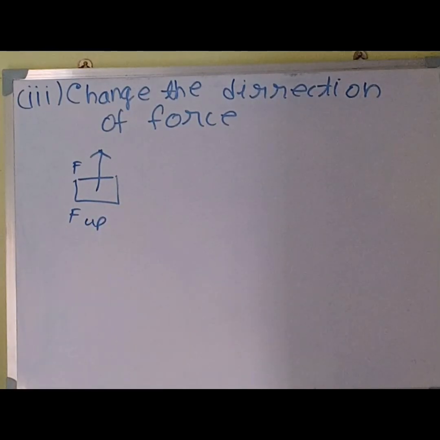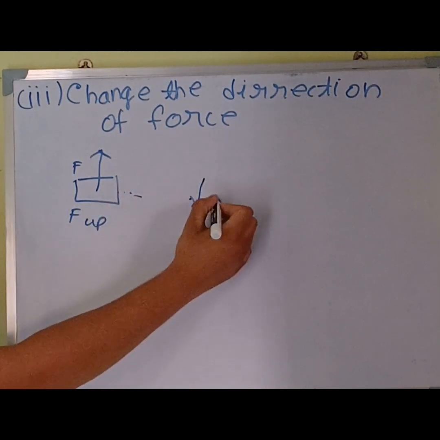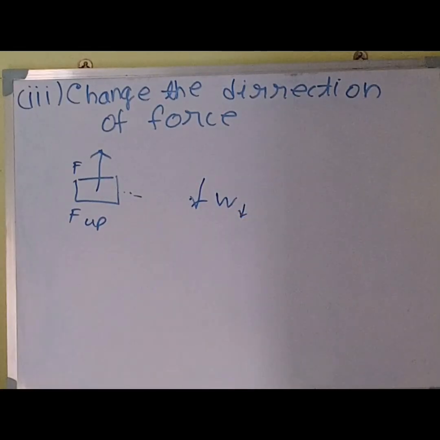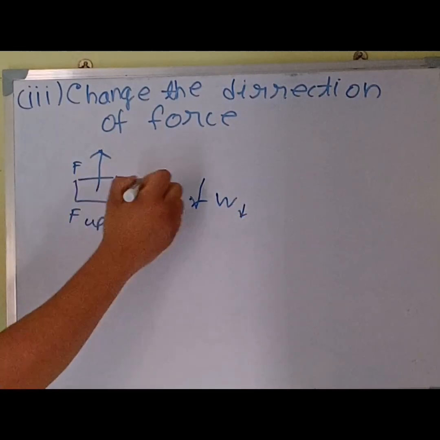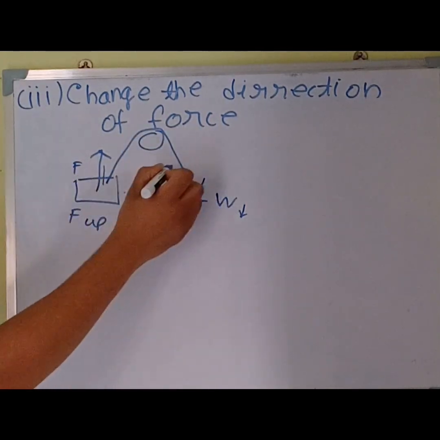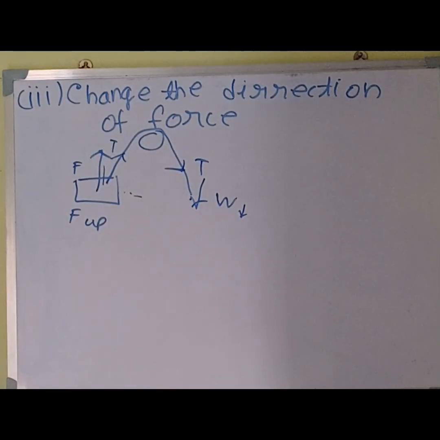Now, can I do something by which I will apply the force in a downward direction, or use my weight as the force that will lift that object? Of course, the simple example is using a pulley. This pulley will lift the object. I mean, you will pull the rope in a downward direction, or use your weight to pull the rope, and this force is downward, but this machine will in turn lift the object upward.